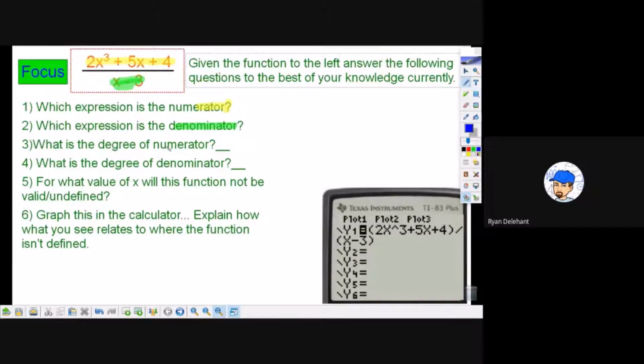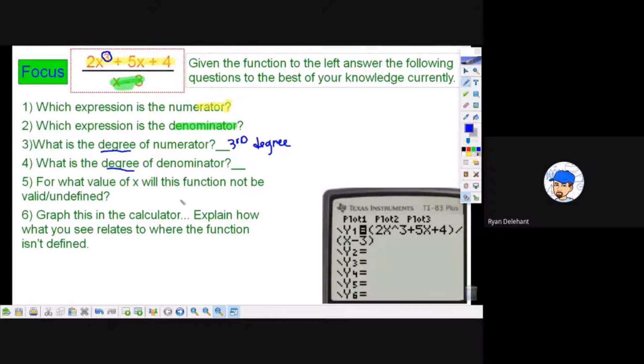Okay. Now we're going to talk about this term degree, because we're going to use this to help us figure out the asymptotes. When we talk about the degree of the numerator, the numerator is the yellow one. Degree is the biggest power in the polynomial that's on the top. So the biggest power in the polynomial on the top is 3. So what we would say is that the top, the numerator, is a third degree.